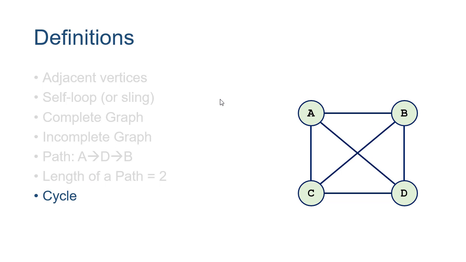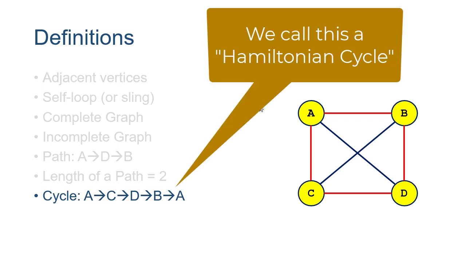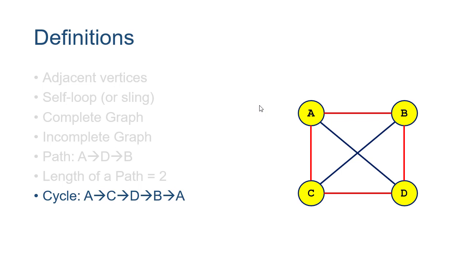A cycle is a path that starts and ends at the same vertex. So here we can create a cycle from A to C to D to B and then back to A. So this gives us a cycle, and notice this cycle actually includes all the vertices, but we could have one shorter. We could have ACBA or ADBA or something like that, or even DCBD. Those would all be cycles as well.